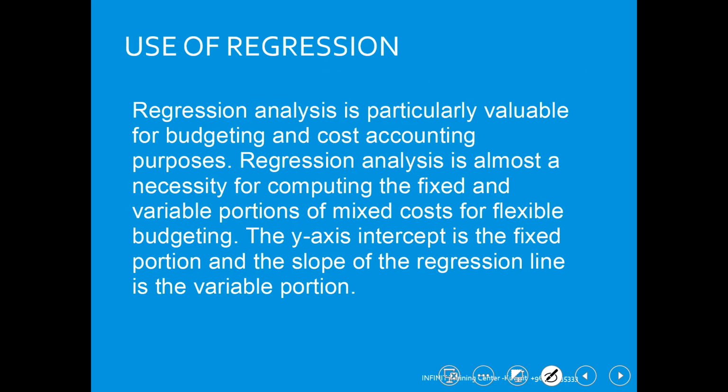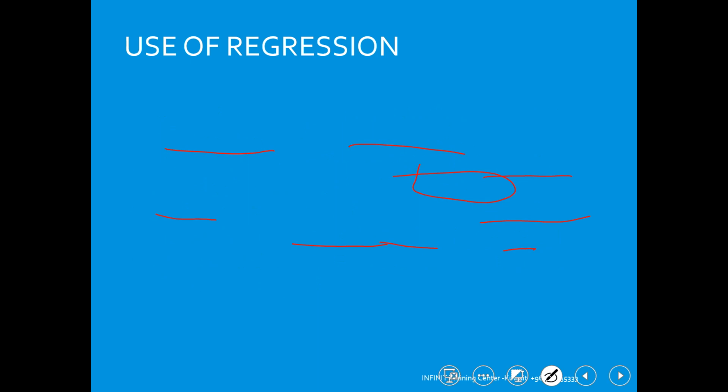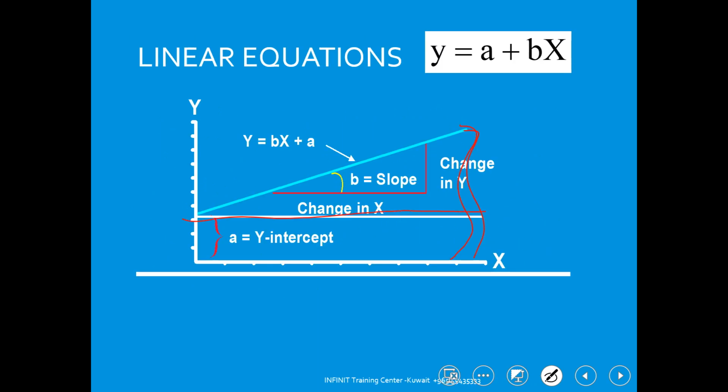So here, use of regression analysis. This is particularly valuable for budgeting and cost accounting purposes. It is also useful to calculate fixed and variable cost portions of mixed cost for flexible budgeting. If you know the total cost and the total number of units you are making, you can calculate how much is the fixed cost and how much is the variable cost. The y-axis intercept is the fixed portion, and the slope of the regression line is the variable portion. We have seen that in this example. This is your fixed cost and this is your variable cost.